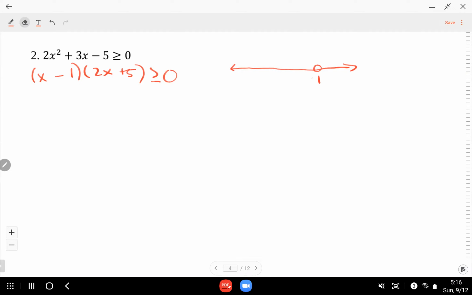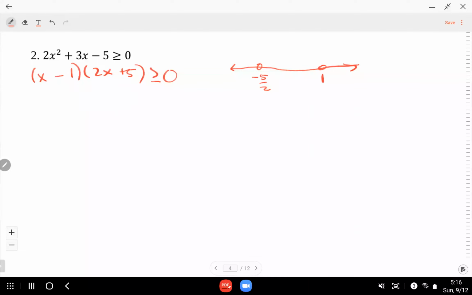Hold on, I made errors here. Negative 5 over 2 and 1. We need to exclude those two values, because those are our zeros.